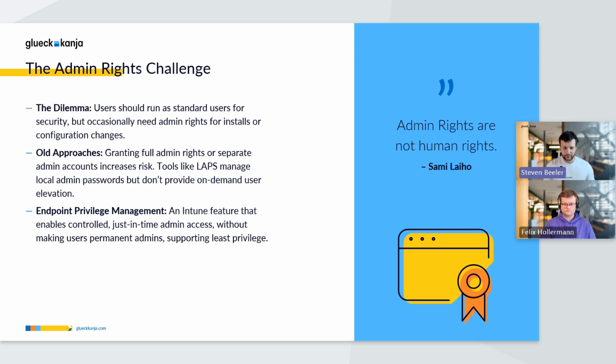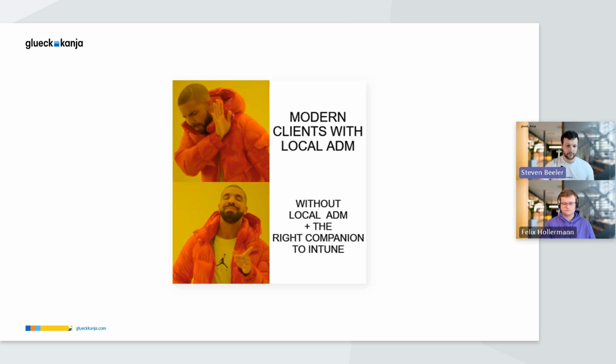And Endpoint Privilege Management solves all of these problems. You really only give the user administrator rights for the application they're using, and also just in time, so you can revoke the rights again once the user is done and you're really sure that the user can't execute anything malicious that you don't want them to execute. So let's move on. I'll hand it over to Felix.